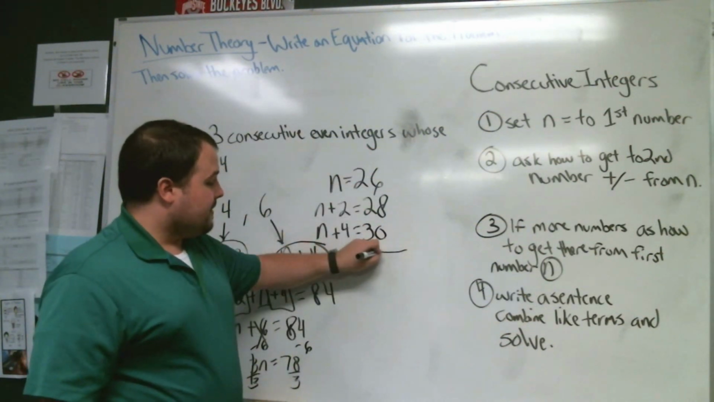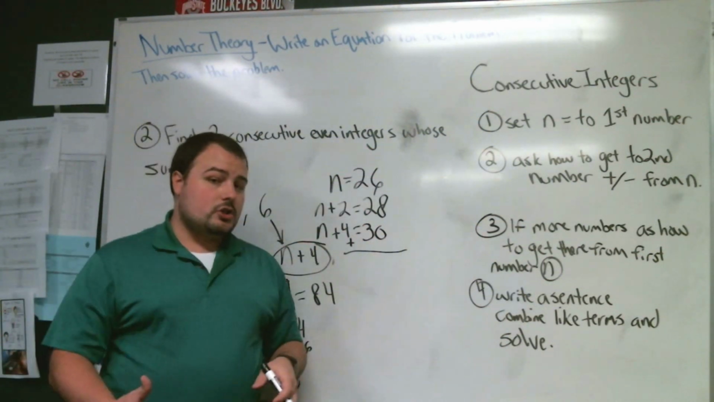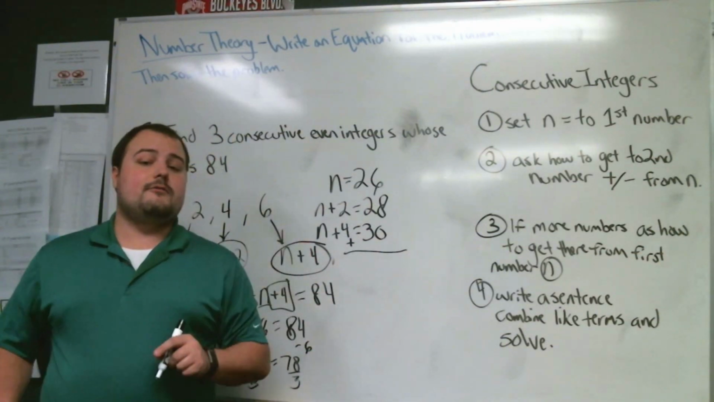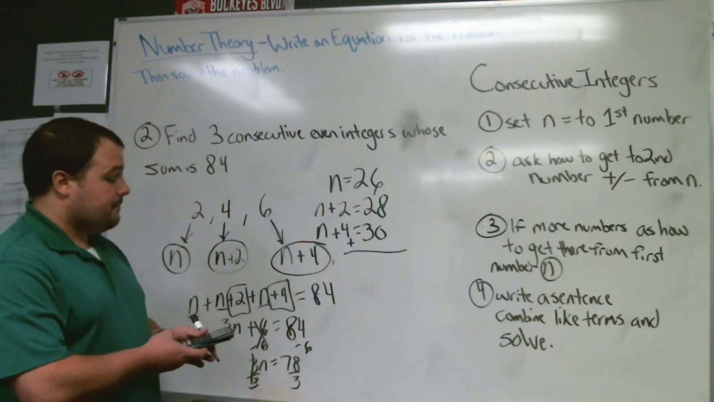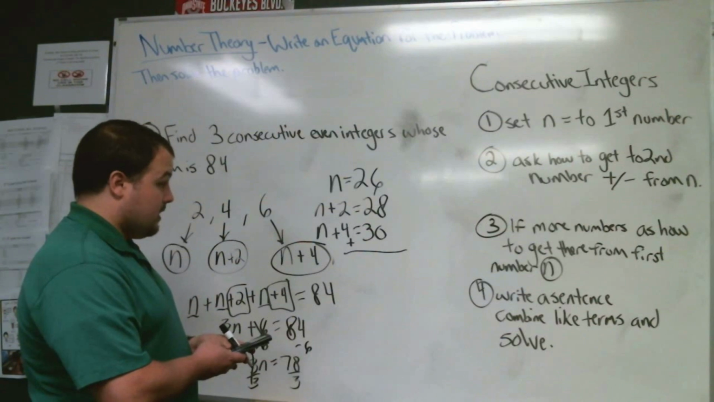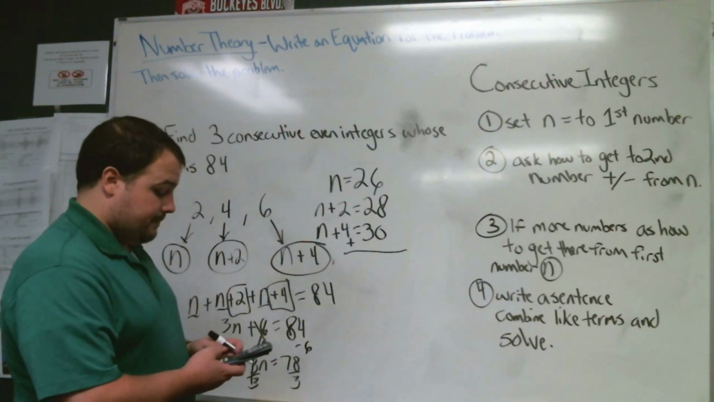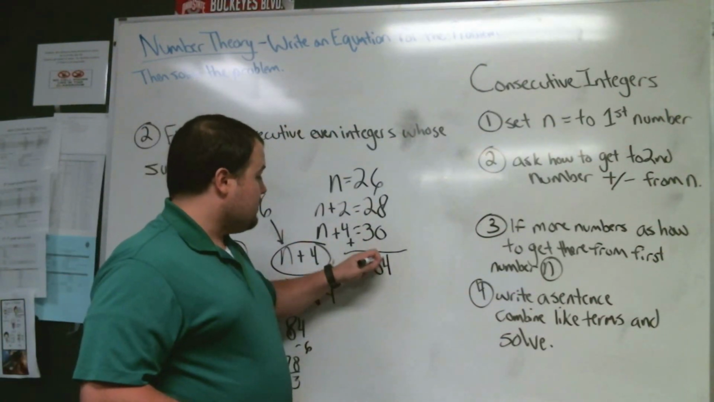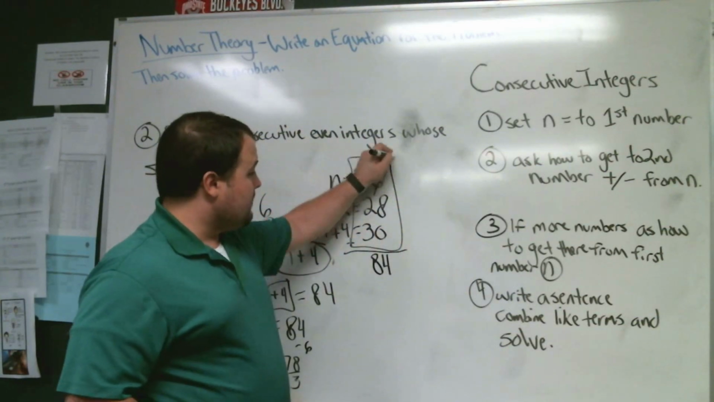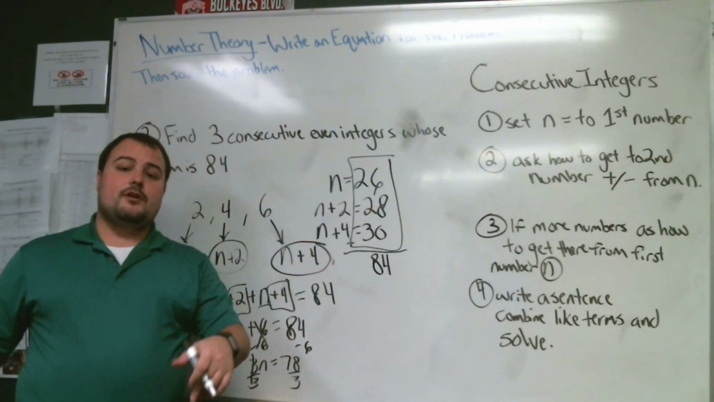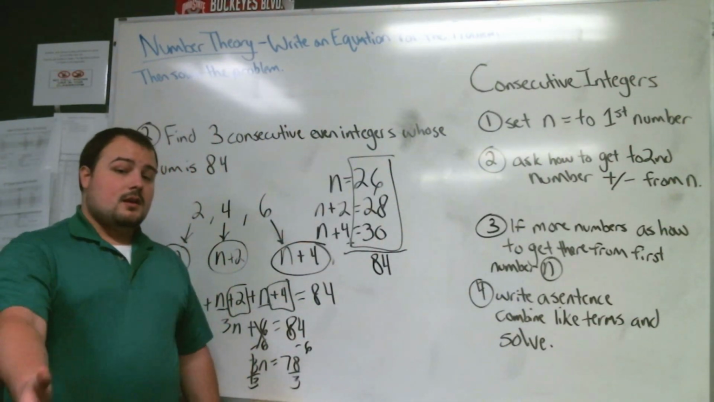So these 3 numbers, if we add them together, should equal 84 if we're correct. Let's go ahead and check that. 26 plus 28 plus 30. This equals 84. So my 3 consecutive even numbers that add to make 84 are these 3 numbers.